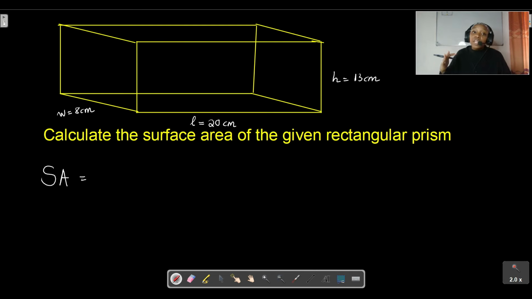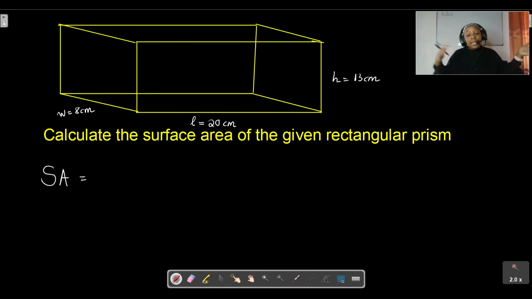We already know that the trick here is just being able to see which faces share the same dimensions. If you can do that, it makes your life easier, because from there you just know that it'll be 2 times the top and the bottom area.